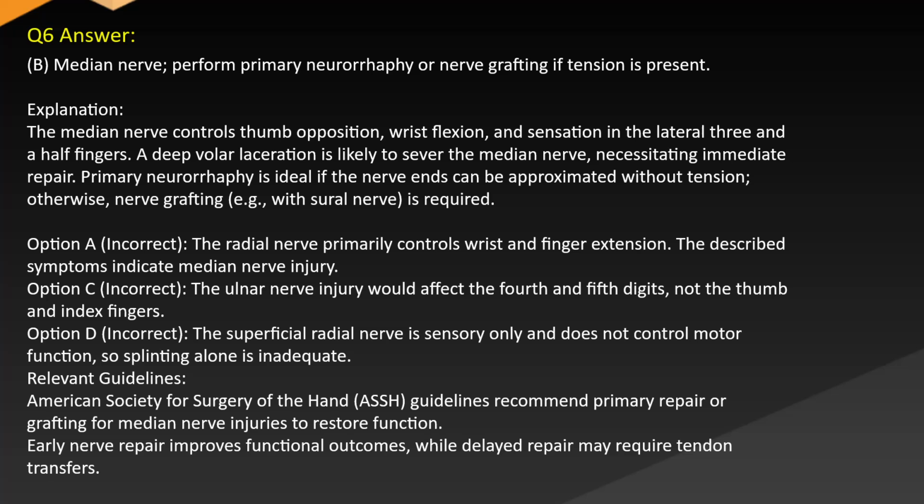Option A incorrect. The radial nerve primarily controls wrist and finger extension. The described symptoms indicate median nerve injury. Option C incorrect. Ulnar nerve injury would affect the fourth and fifth digits, not the thumb and index fingers. Option D incorrect. The superficial radial nerve is sensory only and does not control motor function, so splinting alone is inadequate. Relevant guidelines: American Society for Surgery of the Hand (ASSH) guidelines recommend primary repair or grafting for median nerve injuries to restore function. Early nerve repair improves functional outcomes, while delayed repair may require tendon transfers.